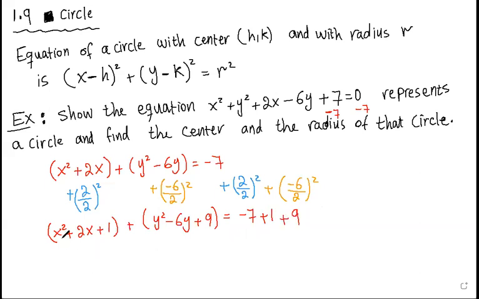So I get now x squared plus 2x plus 1 plus y squared minus 6y plus 9 equal minus 7 plus 1 plus 9, which is 3.